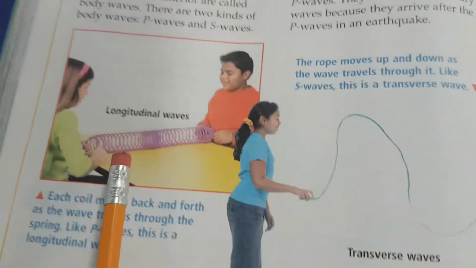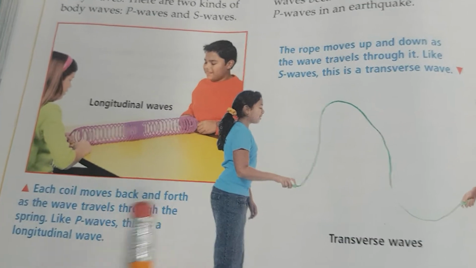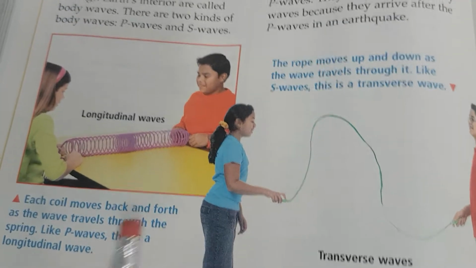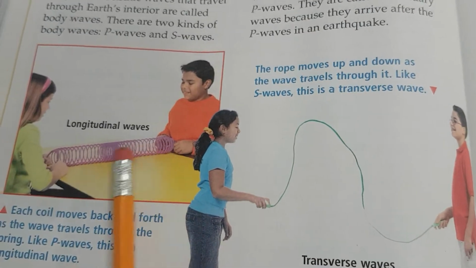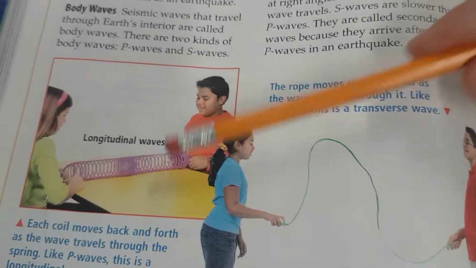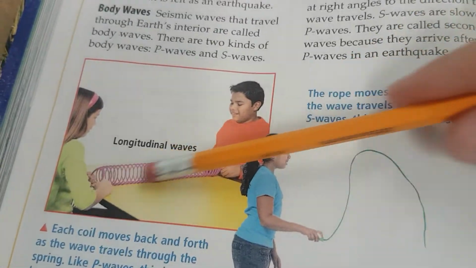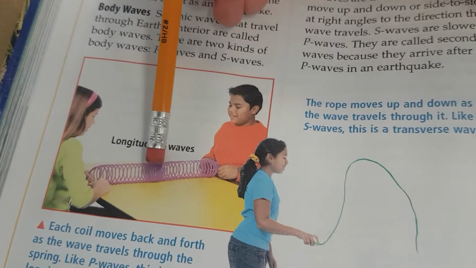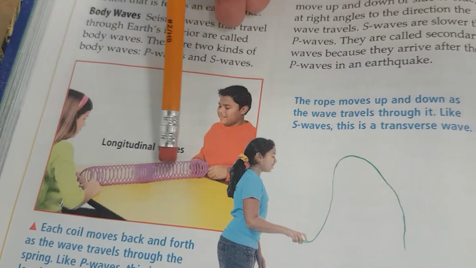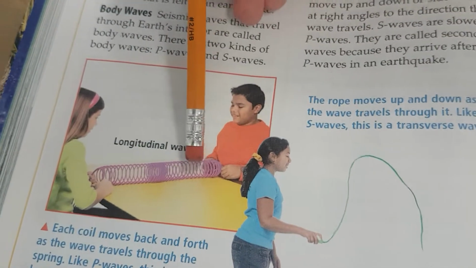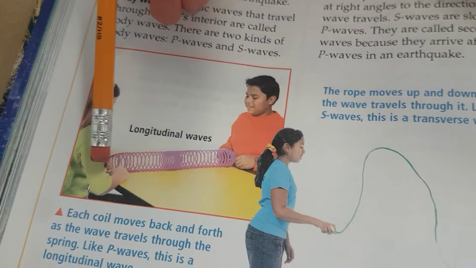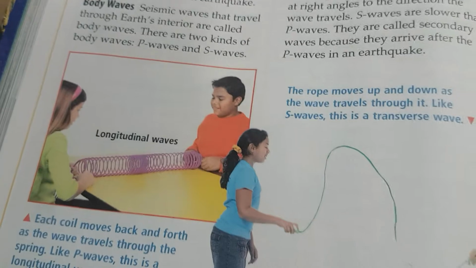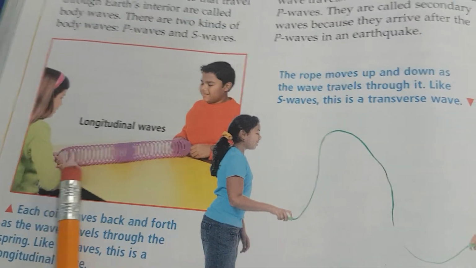Longitudinal waves. There's a slinky. Each coil moves back and forth as the wave travels through the spring. Like P waves, this is a longitudinal wave. So imagine that that slinky is the crust of the Earth. And then imagine these kids are pushing and pulling the slinky back and forth. You can see that little spot where the slinky's kind of squished together, and you could see it stretching and moving this way, and then he pushes it and it stretches and goes back towards her, and then she pushes it as he's pulling and it's going back and forth. Those are longitudinal waves, kind of like a compression moving in and out.